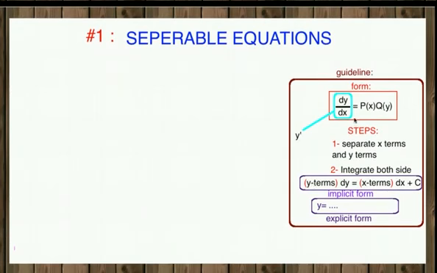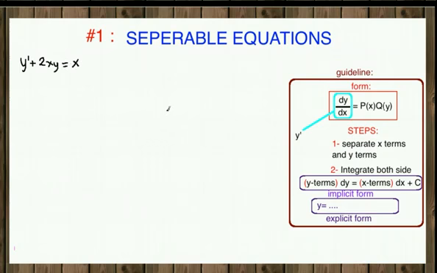Whenever we have the form of dy/dx equals p(x) times q(y), this is our separable equation. Let's see a real example. Our example is y prime plus 2xy equals x.